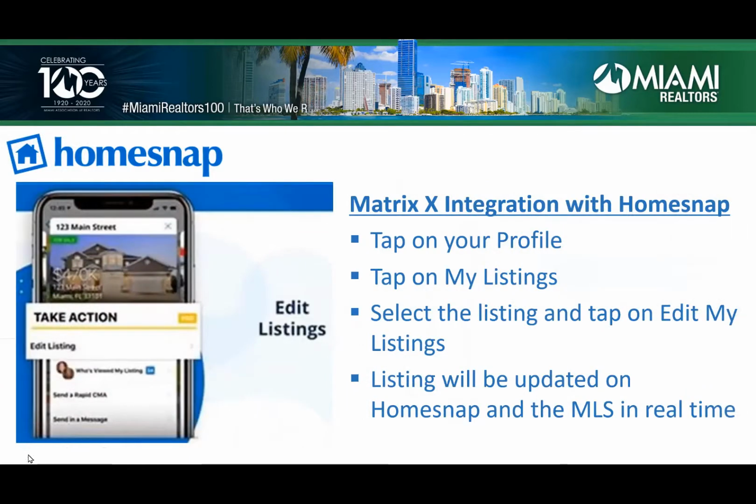One of the things that you'll be able to do is actually edit listings directly from your Homesnap app. All you would have to do is go to your profile, tap on your listings, and select the listing that you want, and you would be able to edit your listing directly from your mobile device. Obviously, you're not going to be able to edit every detail, but things like a change in price, you'll be able to go ahead and modify, and it will then sync to Matrix, so you don't have to worry about trying to do things twice, which is really convenient.